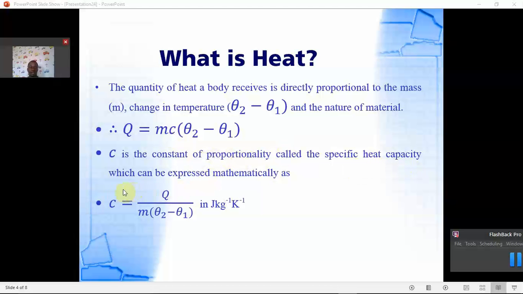Mathematically, c can be expressed as Q over m times temperature difference. Of course, that is because if we make c the subject of the formula, we arrive at this. And the SI unit of specific heat capacity is joules per kilogram per Kelvin.